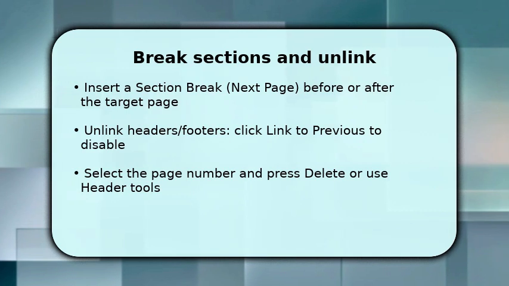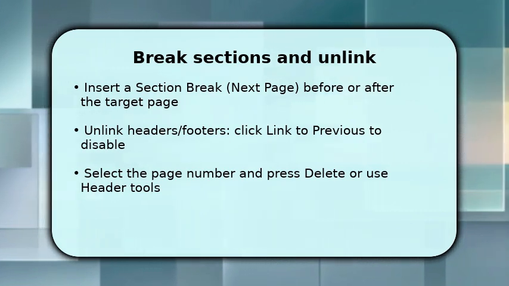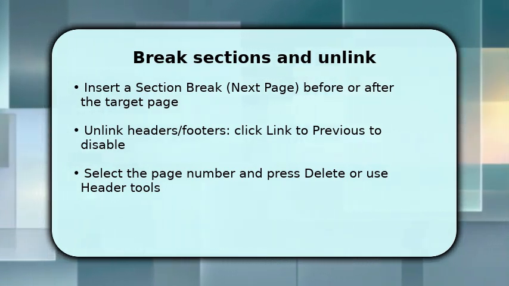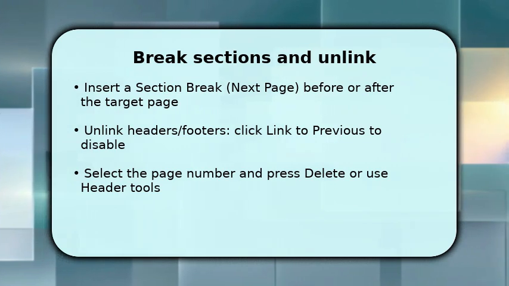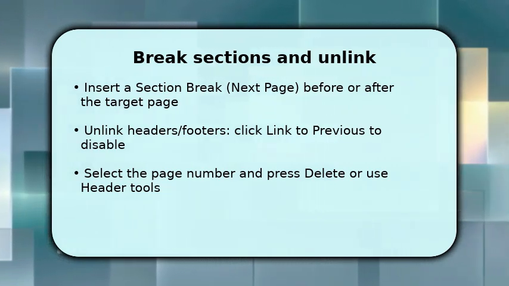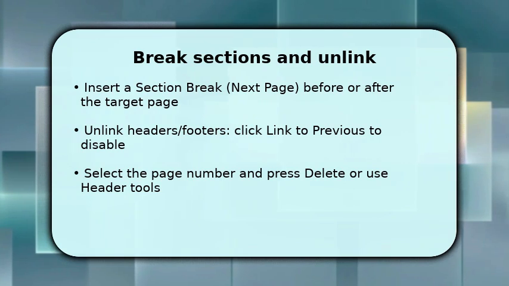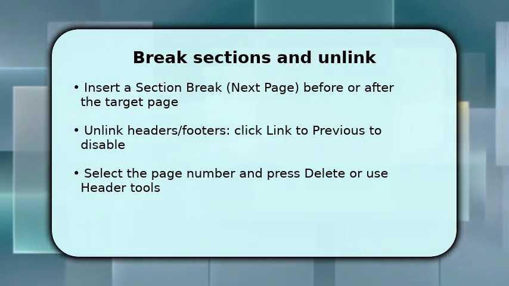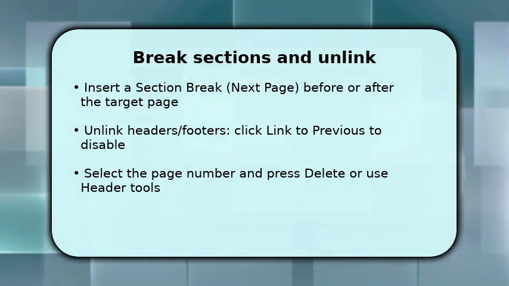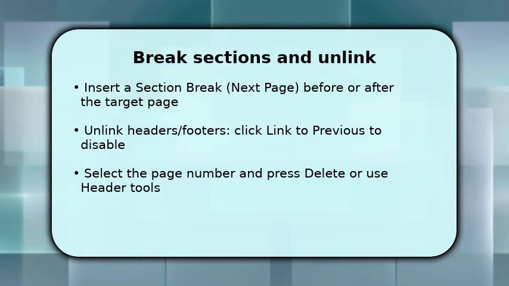Then click into the header or footer and disable Link to Previous to stop inherited numbering. After unlinking, select the page number field and press delete. This removes only that section's number. Make sure to verify other sections still display numbers, because unlinking preserves them when done correctly.